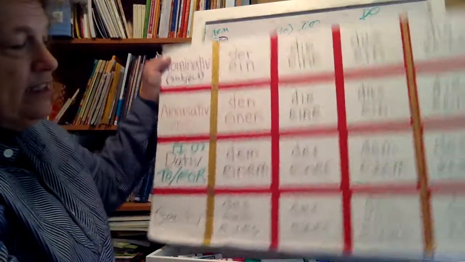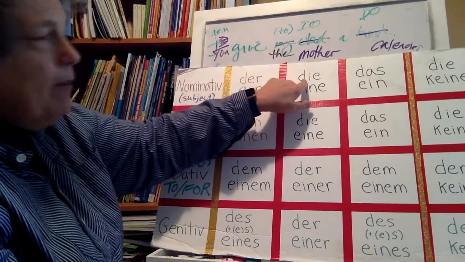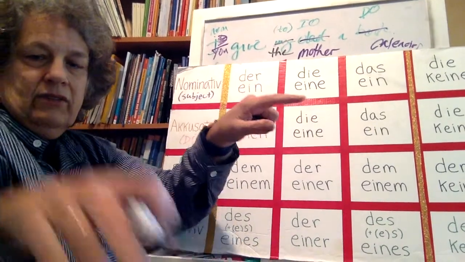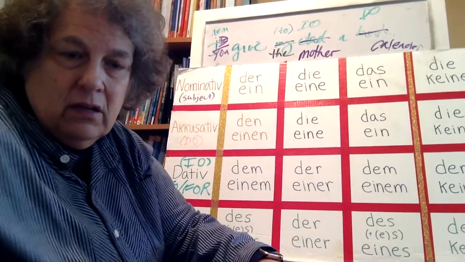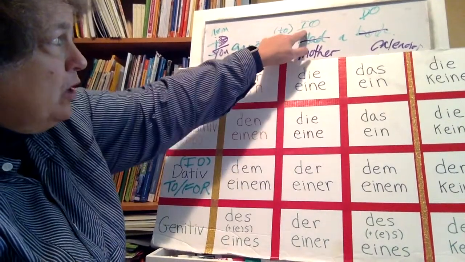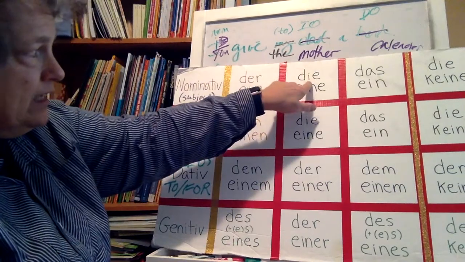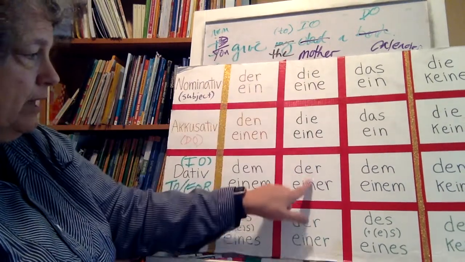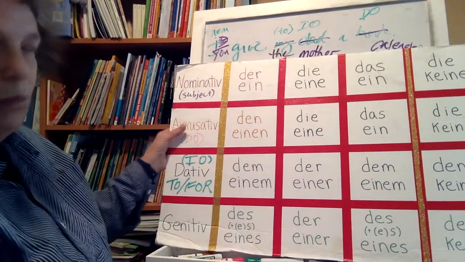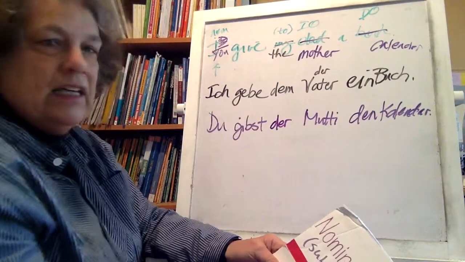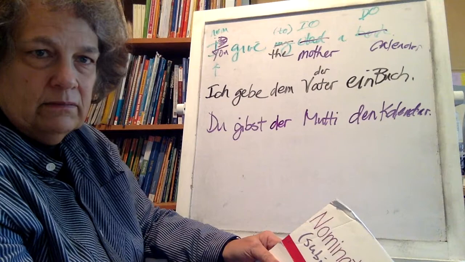Okay, so Mutti is a D word. What is happening? We're giving it to her, right? I've lost you. Are you there? We're giving it to her, so it's the dative indirect object. So we're going to come down here. We're going to go to the D word. Come down here. There's the der. What do you know? Du gibst der Mutti den Kalender.